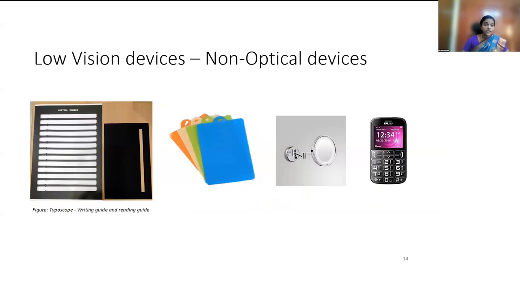These are the other non-optical devices. Some of the devices which I wanted to mention are a typoscope, which can enhance the contrast of the existing print, or you can give contrast enhancement backgrounds to improve their vision, or an illuminated mirror, or even normal button phones with large print. Why not smartphones here as a non-optical device? A button phone proves useful in the case of an elderly person who cannot or does not want to learn the smartphone.